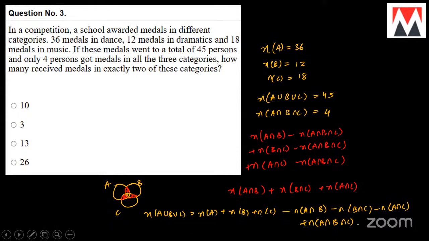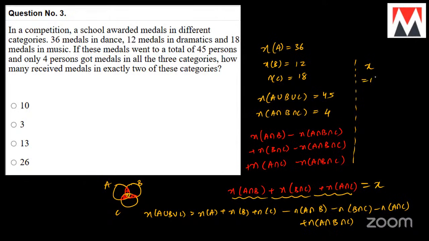He's asking n of A union B union C minus 3 times n of A intersection B intersection C. So he's asking exactly this portion if you calculate. This is nothing but the total. We'll take this as x. If you take x, your x is nothing but n of A union B union C.